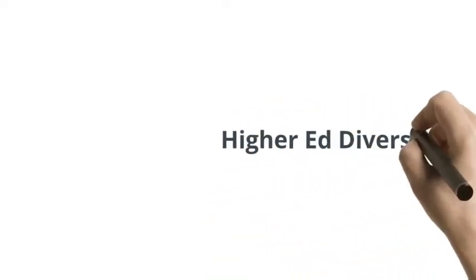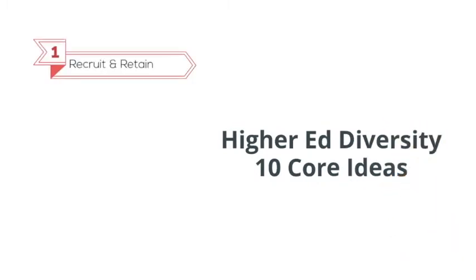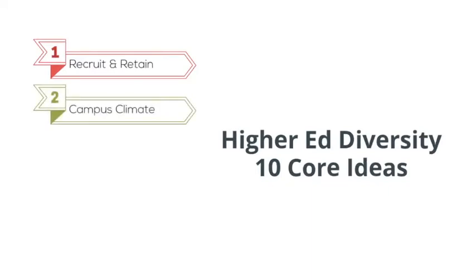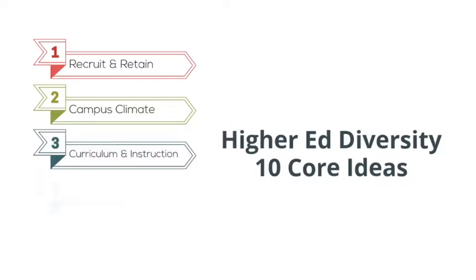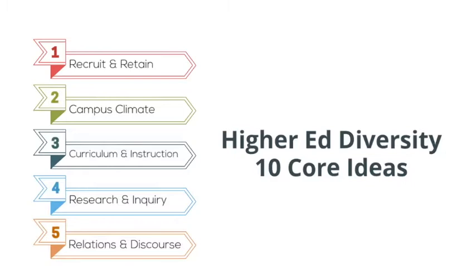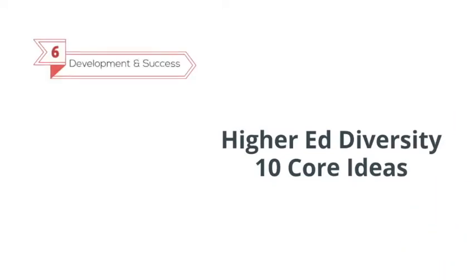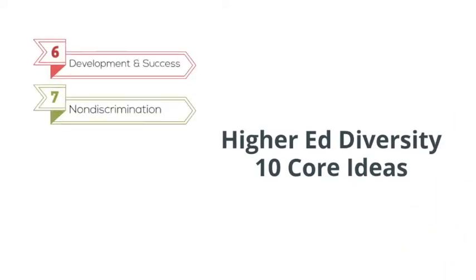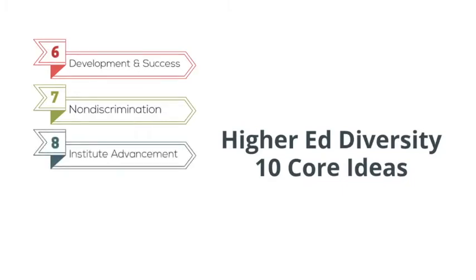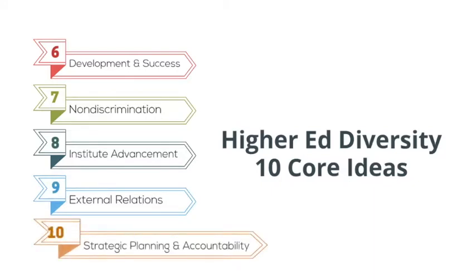Diversity, very important with UDL. Let's look at the higher education campus. Retainment and recruiting, campus climate, curriculum and instruction, research, inquiry, relations and discourse. These are the first 5. The next 5 areas of diversity in higher ed are the development and success of programs and people, non-discrimination of all, institutional advancement, external relations with others, and finally strategic planning, and of course, accountability.